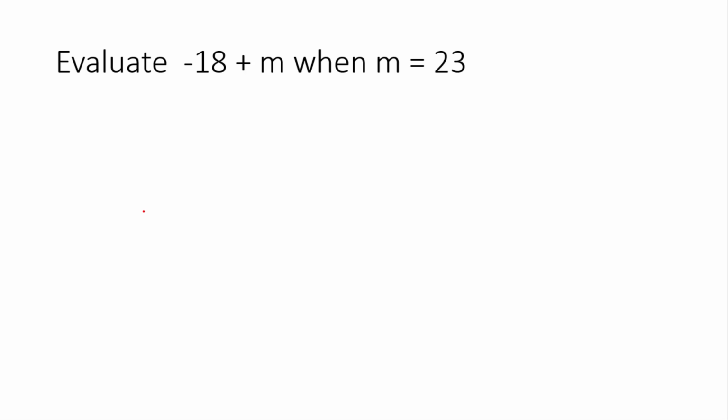Now let's do another problem with only math. Evaluate negative 18 plus m when m equals 23. So we write negative 18 plus, and instead of m, I'll write the parentheses. Now m equals 23, so I'll substitute 23 for the parentheses. Negative 18 plus 23, that equals positive 5.